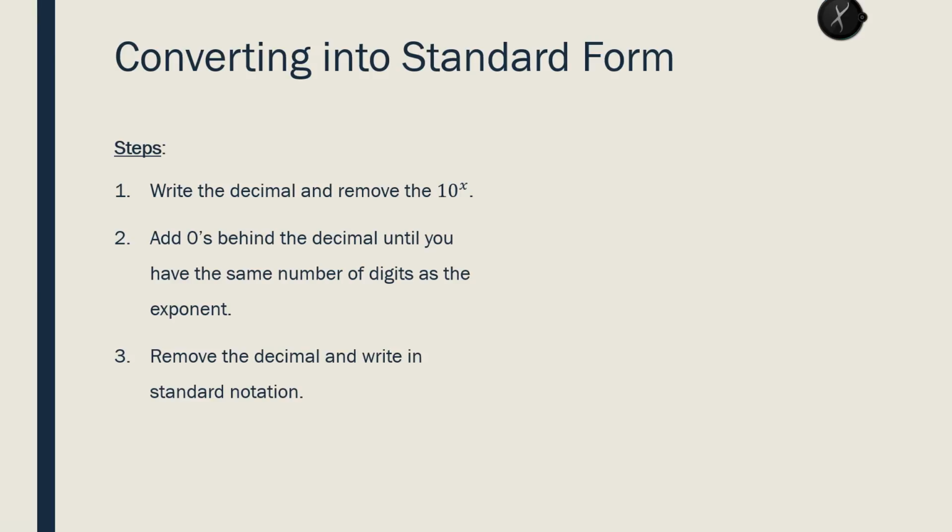Now, let's go through a few steps. If we have a number like this, the first step is that you want to write the decimal and remove the 10 to the x power. Okay, so we've got 7.7, but we're going to change that to be a much larger number, because this is basically saying if we've got 10, you're multiplying 10 by itself 6 times. So on and on and on, 6 times.